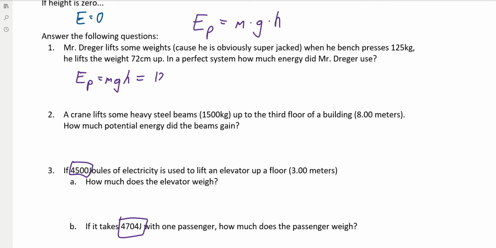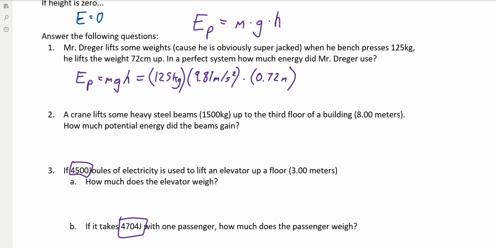Mass is 125 kilograms. Gravity is 9.81 meters per second squared. And the height is 72 centimeters. Now this is a little bit of a trick I did on purpose. We have to change it to meters.